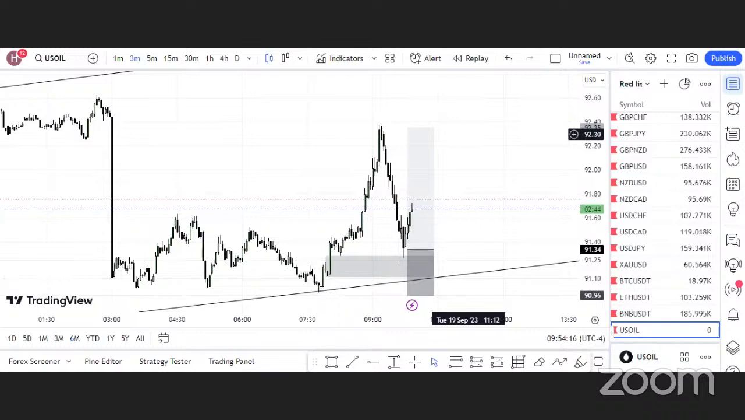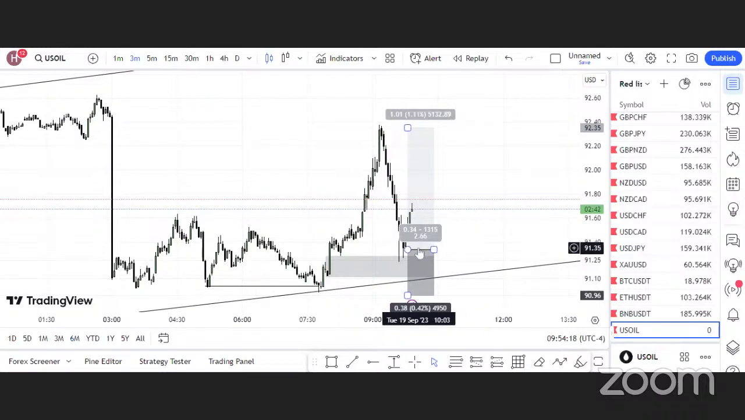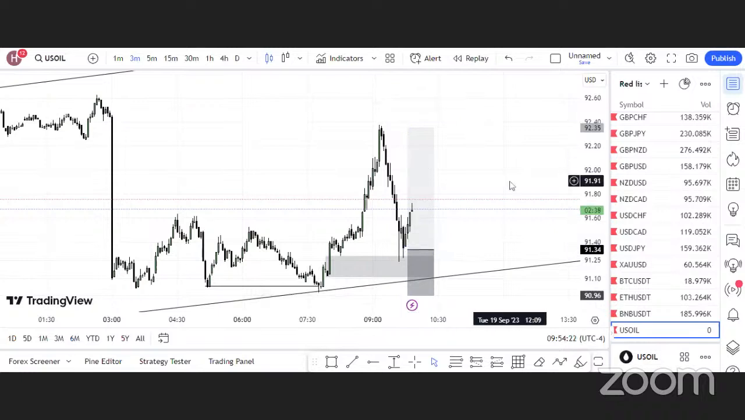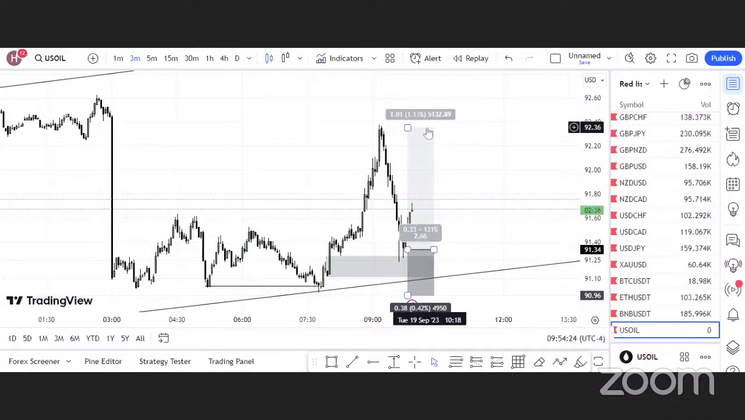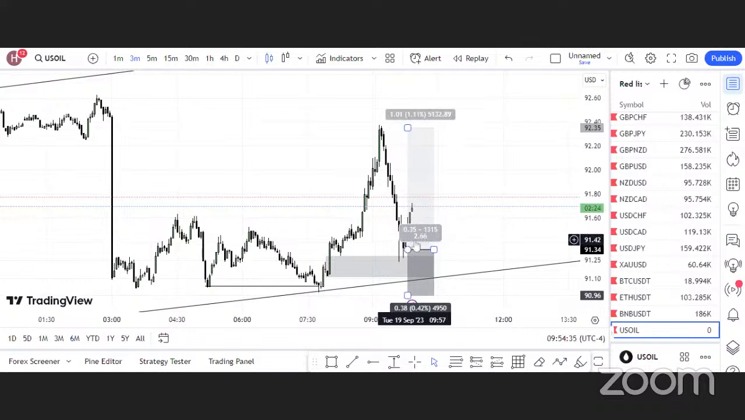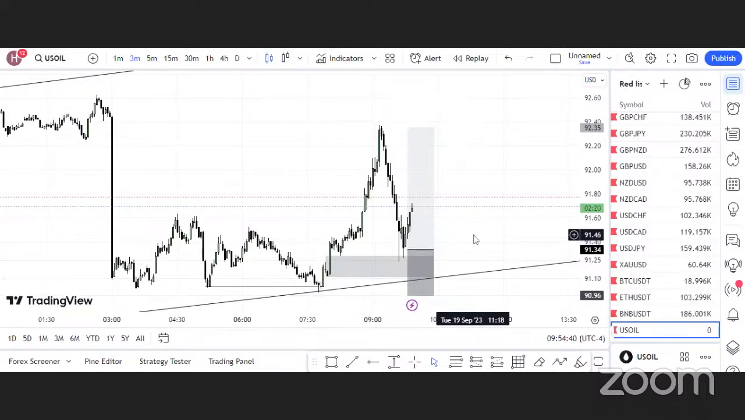So let's wait for the perfect entry, which is here, where the market is going to give us a beautiful stop loss and take profit. This is a 1 to 2.6 risk to reward ratio. So if you are risking whatever you are risking, you are making 2.6 times of it. That's about 2.5 times of whatever you want to risk.